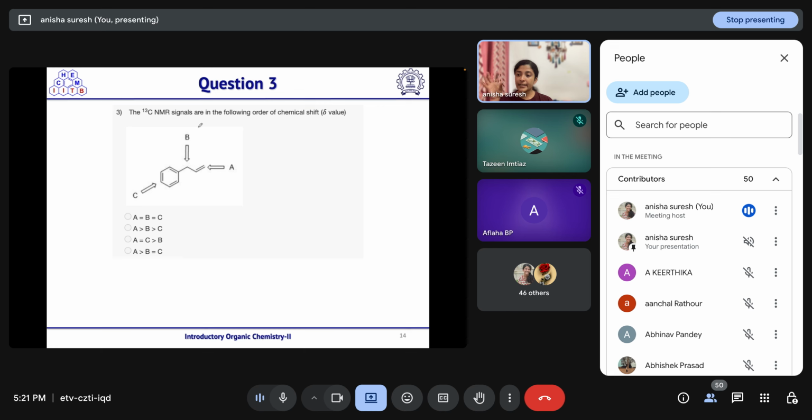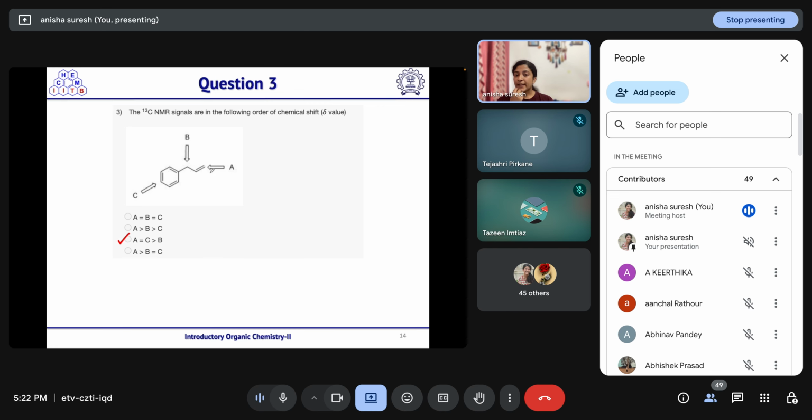We have discussed the range where the carbon signals will come, depending on whether it is sp2 or sp3, present next to oxygen or not next to oxygen. Accordingly you have to find if A equal to B equal to C, or A greater than B greater than C, A equal to C greater than B, or A greater than B equal to C. A equal to C greater than B.